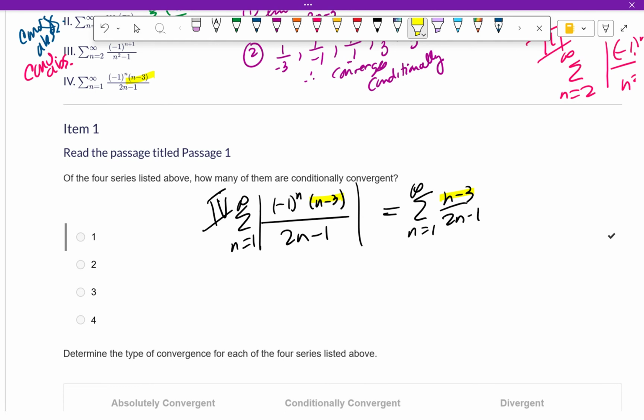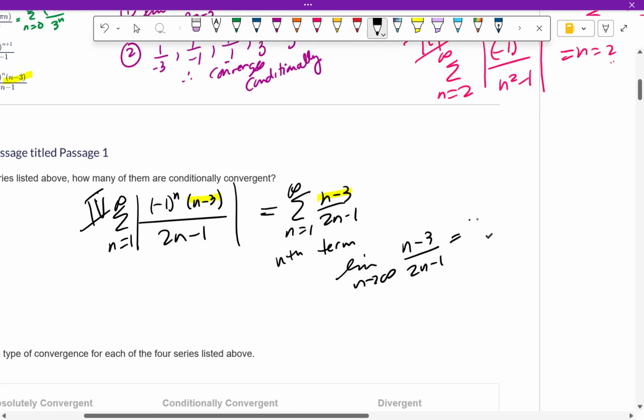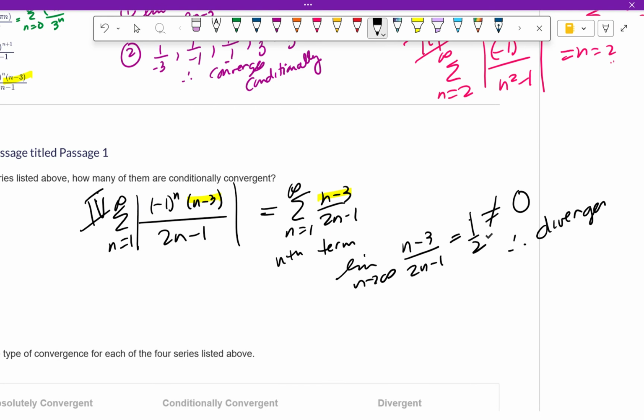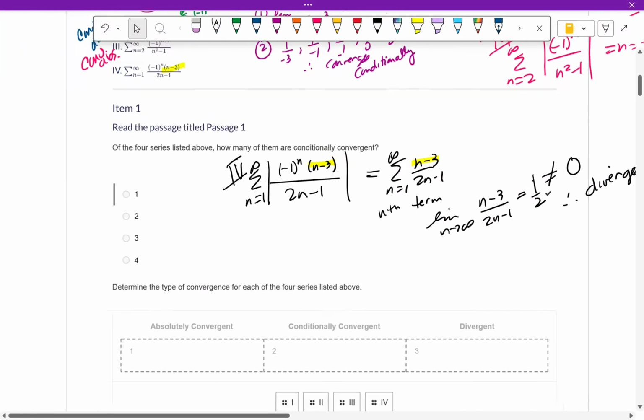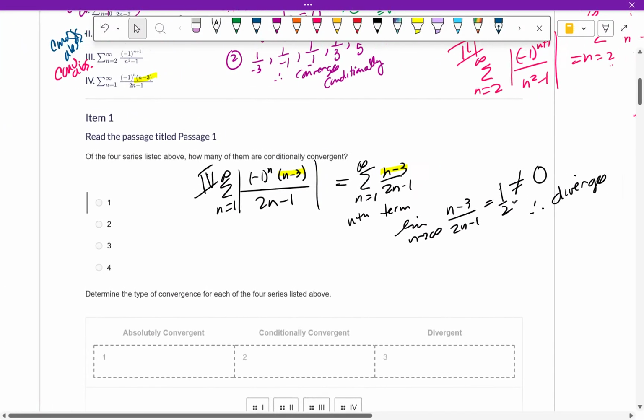Okay. So if I'm going to do nth term, because that's exactly what we should do: limit as n approaches infinity of n minus 3 over 2n minus 1. What's that going to equal? 1 over 2, which is not equal to 0, therefore it diverges. So we just proved divergence of the absolute. Does that mean I get to be done? No, I still need to try another test, right?